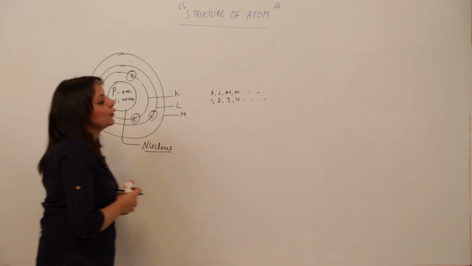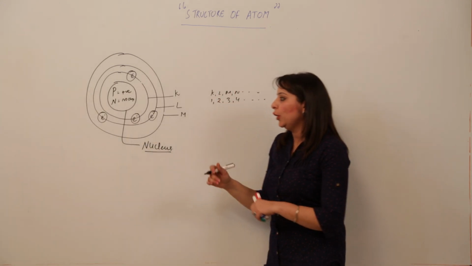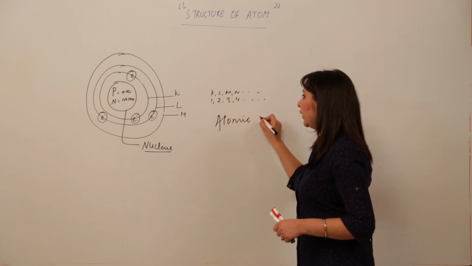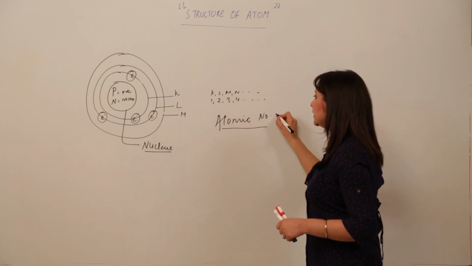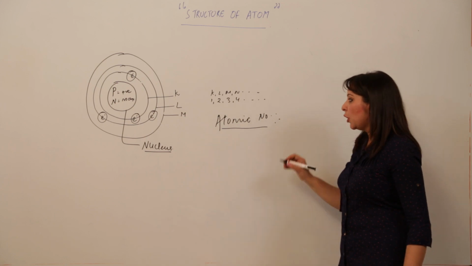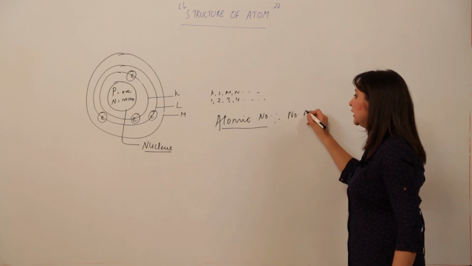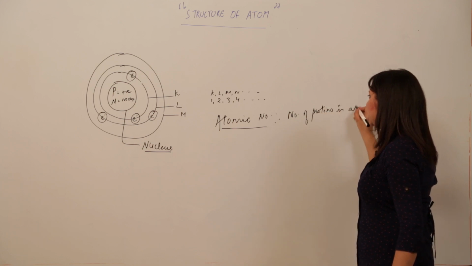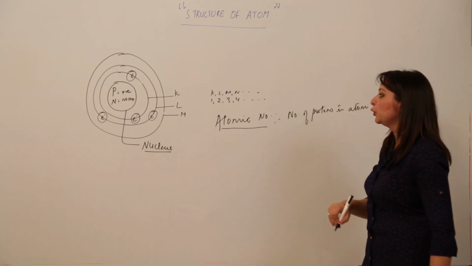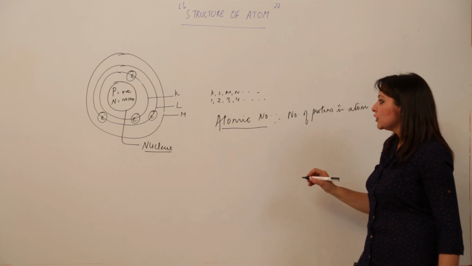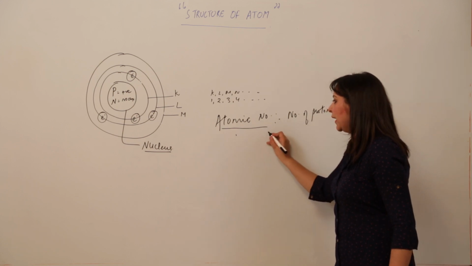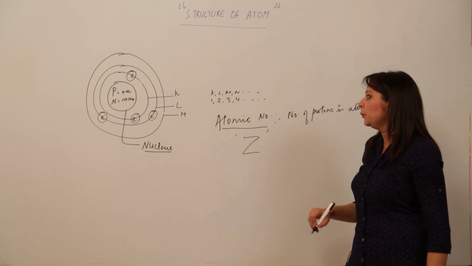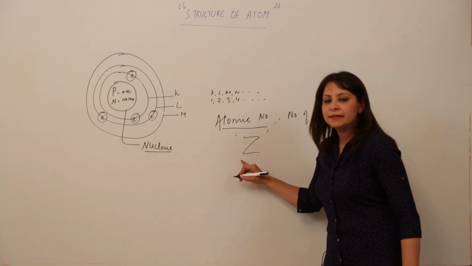Now the terms which we derive from this Bohr model begin with atomic number. The question comes to mind, what is this atomic number? The atomic number specifies the number of protons in an atom. The general symbol used to represent atomic number is Z.